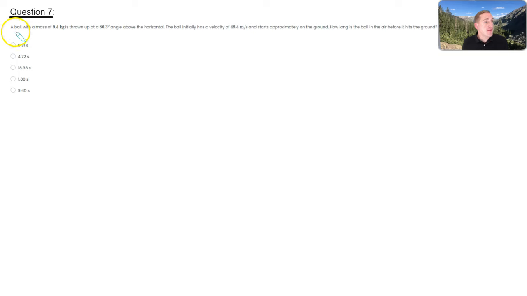Okay, for question 7, a ball with mass 9.4 kilograms is thrown up at an 86.3 degree angle above the horizontal.